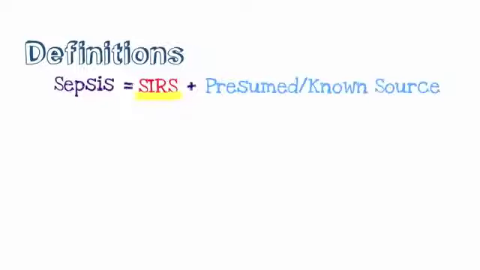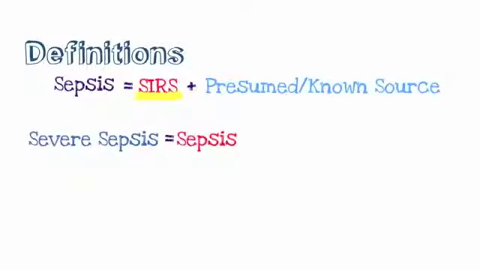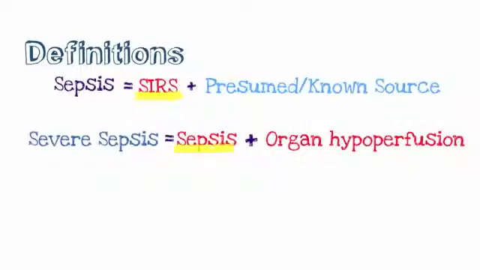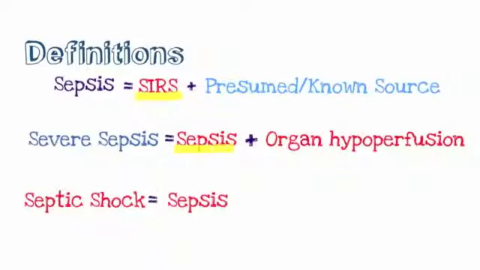So let's talk about our definitions. Start off with sepsis: if you meet the SIRS criteria, plus a presumed known source, such as the patient having dysuria or pain with urination, you could think it's a UTI, and if they're meeting the SIRS criteria, you would call that sepsis. Severe sepsis is a sepsis picture, but they also have organ hypoperfusion. So they could have sepsis and you notice their kidney function is decreased, or they have an elevated creatinine, or they're having trouble breathing. That's severe sepsis.